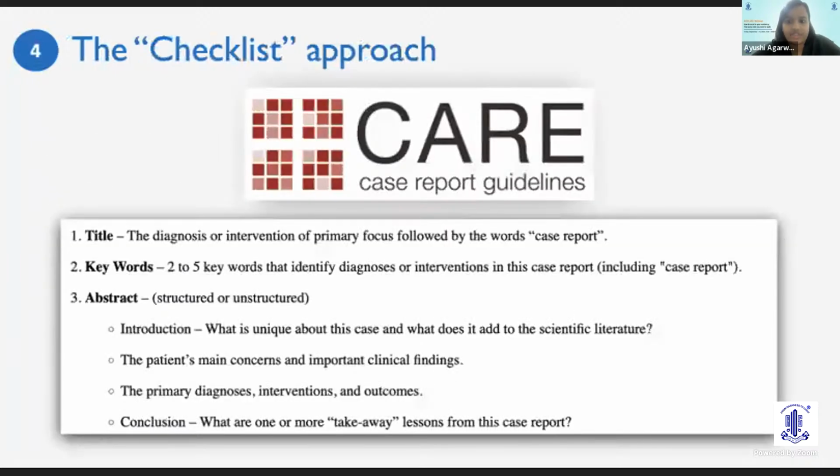And I would recommend a checklist approach through the CARE or case report guidelines to start writing one. It provides a step-by-step approach and consists of a title, keywords, mostly 2 to 5, and an abstract, which may be structured or unstructured depending upon the journal that you're submitting to.